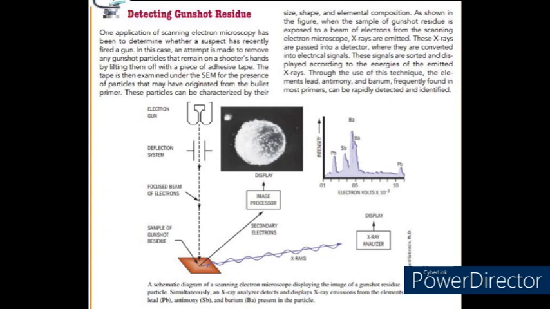When a sample of gunshot residue is exposed to a beam of electrons from the scanning electron microscope, X-rays are emitted. These X-rays are passed onto a detector where they are converted into electrical signals. These signals are sorted and displayed according to the energy levels of the emitted X-rays. Through the use of this technique, the elements lead, antimony and barium, frequently found in most primers, can be rapidly detected and identified.